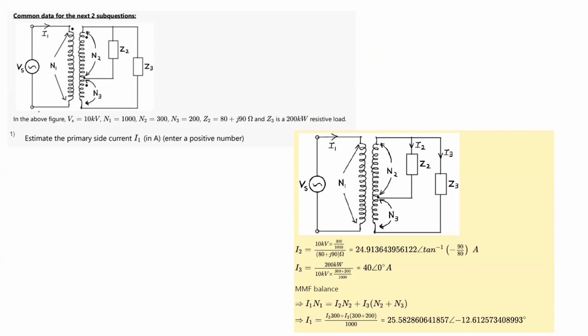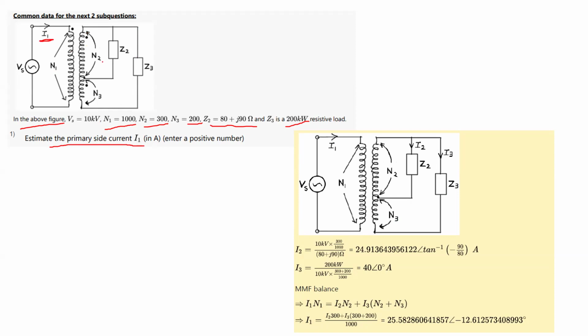So this is the system. What they have done in this figure, they have given a 10 kilovolt supply to the primary, and the primary is having 1000 number of turns. Now the output winding is basically split into two windings, which are having n2 number of turns and n3 number of turns respectively. n2 is 300 and n3 is 200. Now a load Z2 is connected across this n2 turns of the secondary winding. What is this Z2? It is 80 plus j90. And then there is a 200 kilowatt resistive load connected across the whole N2 plus N3 arrangement. So what we have to estimate? We have to estimate the primary side current I1.